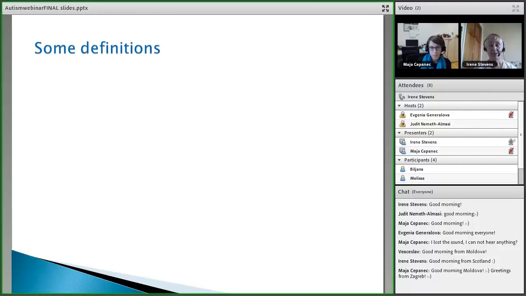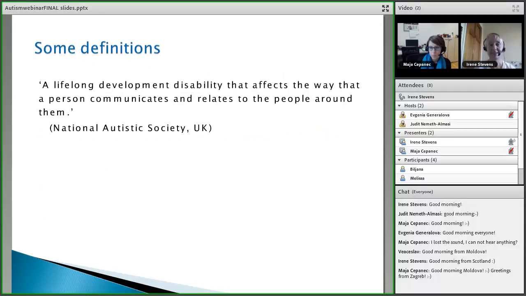So I'll give you some definitions of autism. We'll refer to it as ASD. This definition is from the National Autistic Society in the UK, and it's a lifelong developmental disability that affects the way that a person communicates and relates to the people around them.